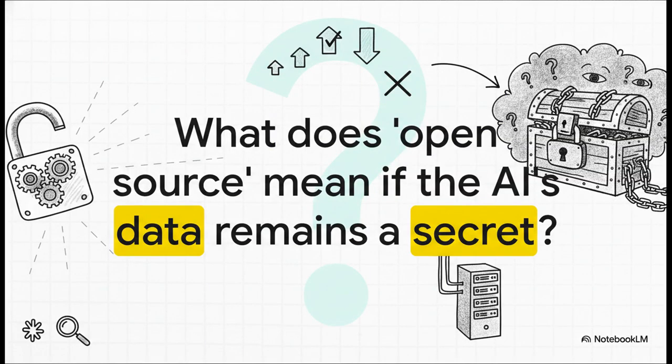So this is where we end, with a fantastic new tool that's free, it's private, and it's accessible. But it comes with a pretty big asterisk, and it leaves us all with a really provocative question for the entire industry. What does open source truly mean if the very soul of the AI, its data, remains a closely guarded secret?